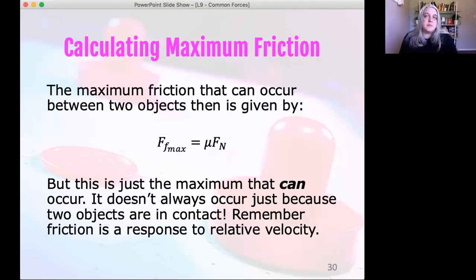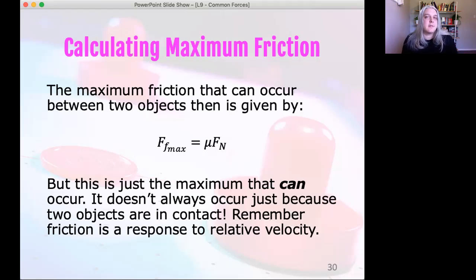So the maximum friction force is mu times the normal force. But this is the maximum. It's the maximum that can occur, but it doesn't always occur. It doesn't always occur because remember that friction is a response to relative velocity. If you've got a really, really heavy object sitting on a horizontal surface, it's got a really big normal force, and the friction coefficient, even if it was a really big rubber object on a really big rubber surface, the friction coefficient is big, so we've got a big maximum friction force that can occur.